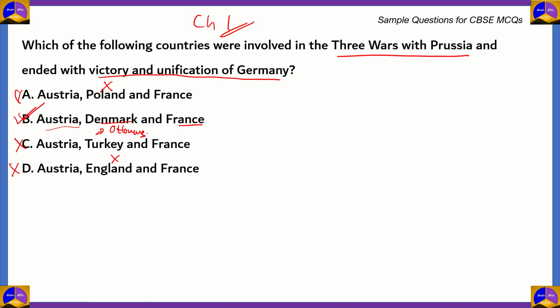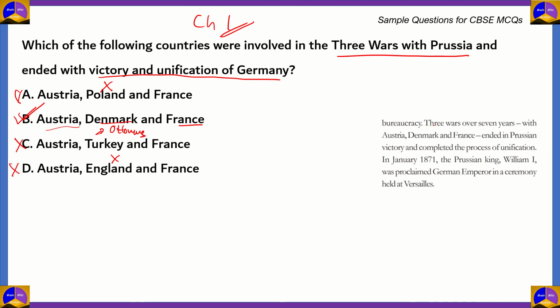All 3 of these were neighbors of the German states, and most of them were controlling German states except for Prussia. Prussia was under the influence of Bismarck, and Prussia was instrumental in unifying the rest of Germany. So 3 wars over 7 years with Austria, Denmark, and France.